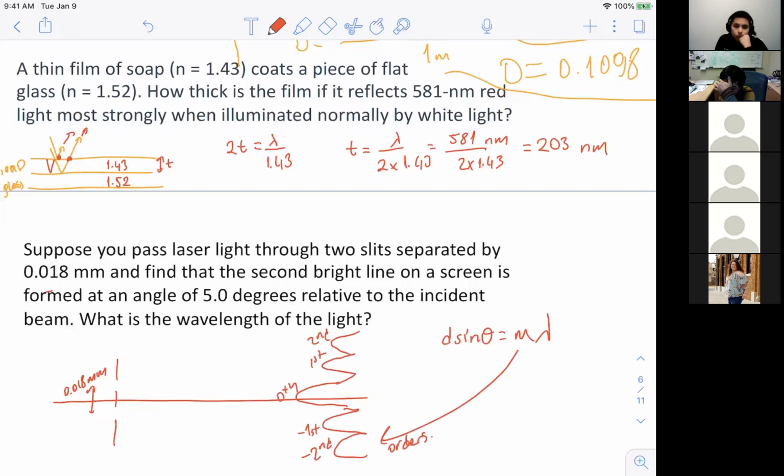So then, basically it asks what's the wavelength. So d sine theta, you can convert to meters, sine 5 equals m lambda, where m is 2, second order, second bright line, and lambda. So you solve for lambda: it's going to be 18 times 10 to the minus 6 times sine 5, divided by 2.